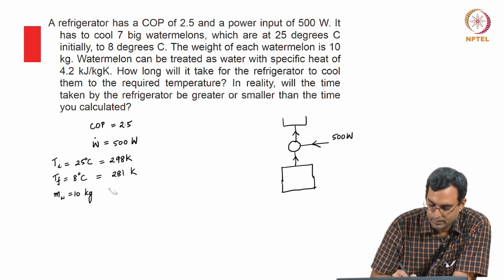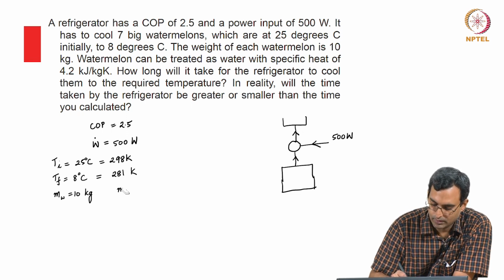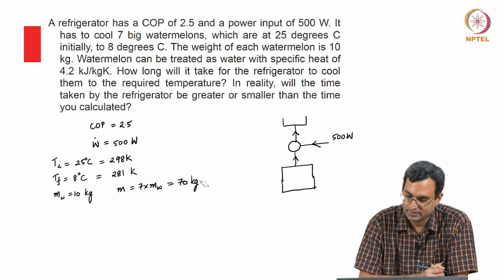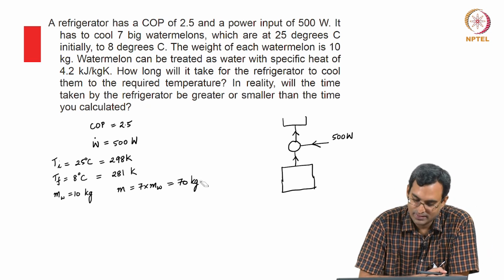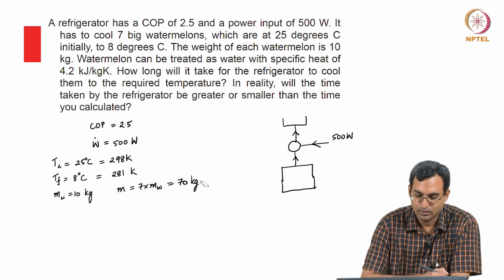And there are 7 watermelons. So the total mass is 7 times this, which is 70 kg. This must be a pretty big refrigerator indeed. So watermelon can be treated as water with a specific heat of 4.2 kilojoule per kg.